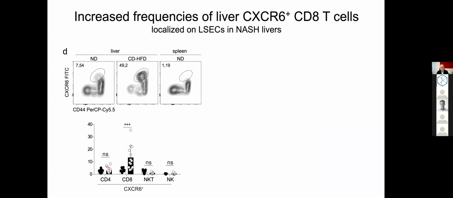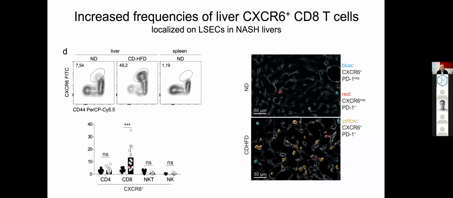And when we look in more general terms, what kind of immune cells are increased in frequencies in these livers of mice with NASH, then the CD8 T cell population is the only population that increases. And when we look more closely then in the livers of these mice, where are these cells? We find these CXCR6 positive cells, as you see here. They are scattered throughout the parenchyma.